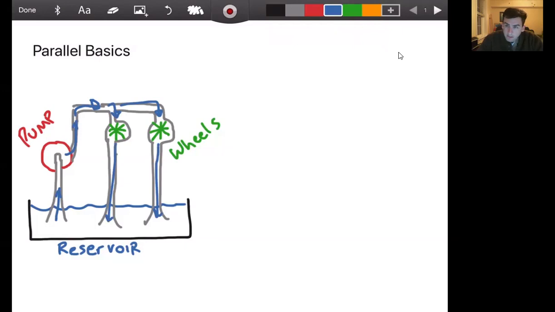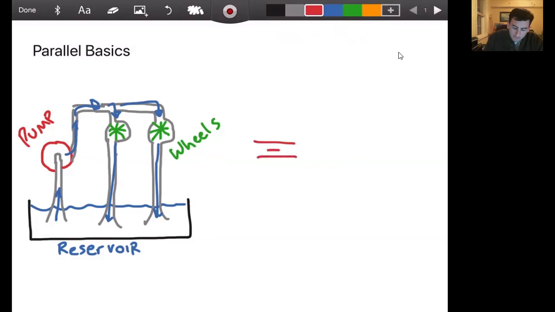The wheels again represent resistors as before, and the pump again represents a battery. Only in this case, the fact that the flow has two potential paths to travel down is the concept of parallel flow paths that we'll be discussing in greater detail today.